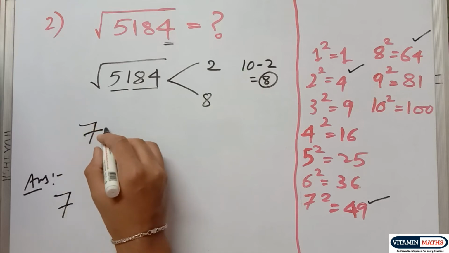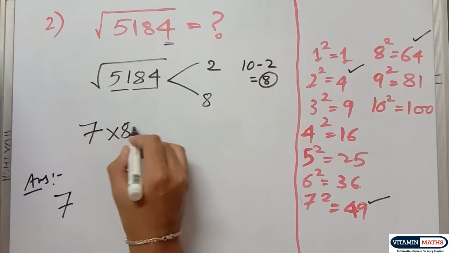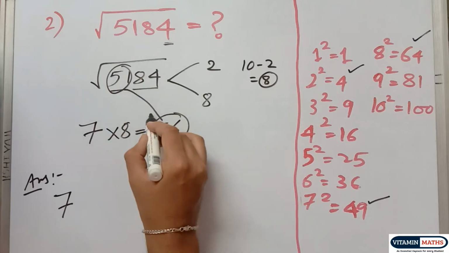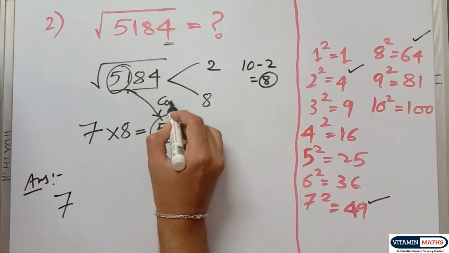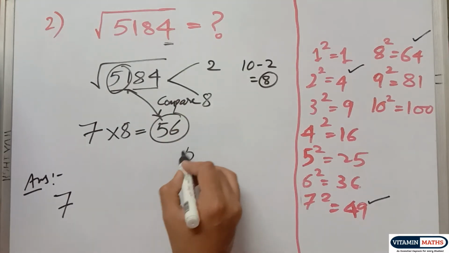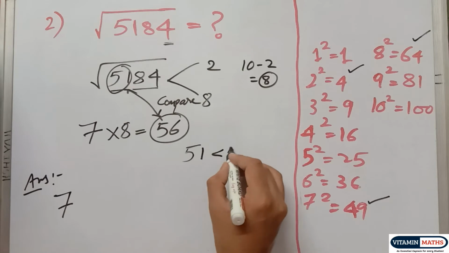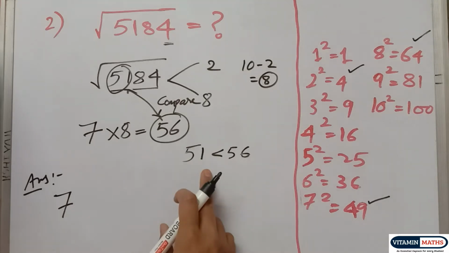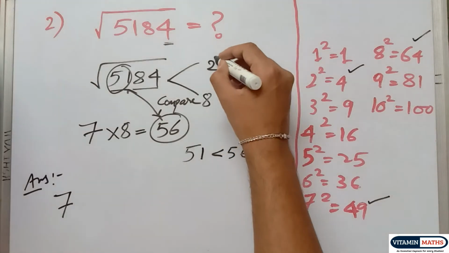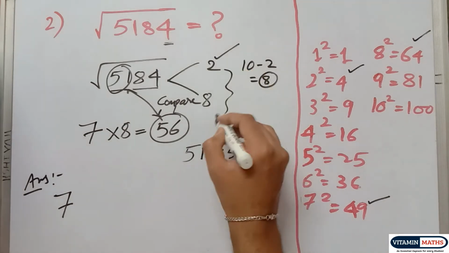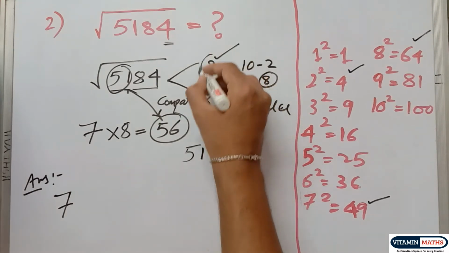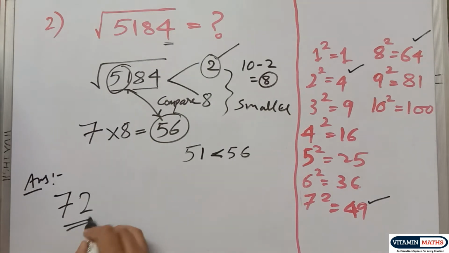Multiply it by its succeeding number, 7 into 8, we get 56. Now we have to compare these two numbers, 51 and 56. Here 51 is less than 56. When it is less than 56, we choose the smaller number among these, because we have the smaller sign here. So we choose 2. Our answer will become 72.